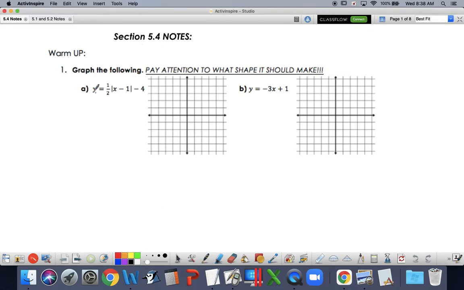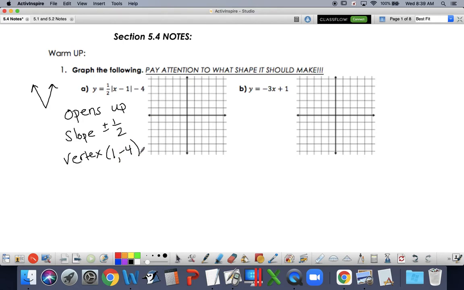What I notice right away is I have an absolute value bar, so therefore I'm going to have an absolute value shape. It's going to have a V shape to it. So I think about all the things that I know about absolute value. Well, does it open up or open down? Since it starts with a positive, it's going to open up. My slope is going to be that number out in front, so I'm going to have a positive and negative 1/2. And then my vertex is going to be at the opposite of the x coordinate, 1, and then just the y coordinate. So my vertex is going to be at (1, -4).